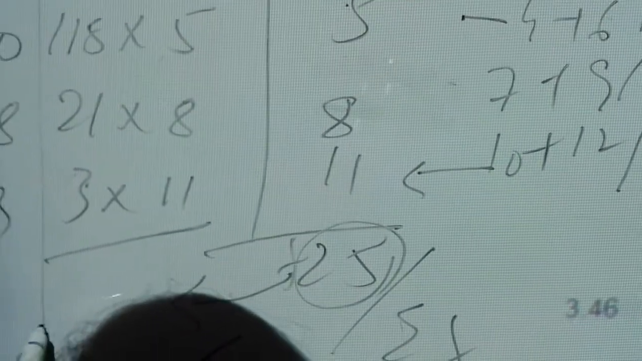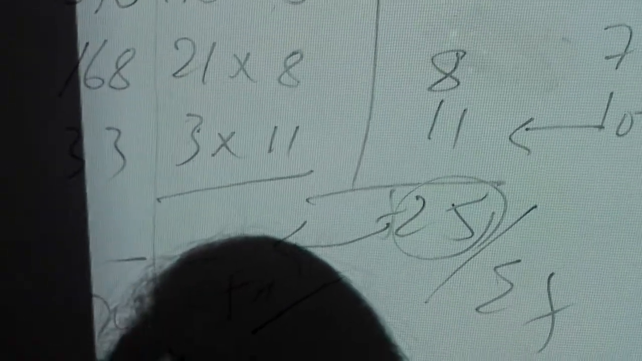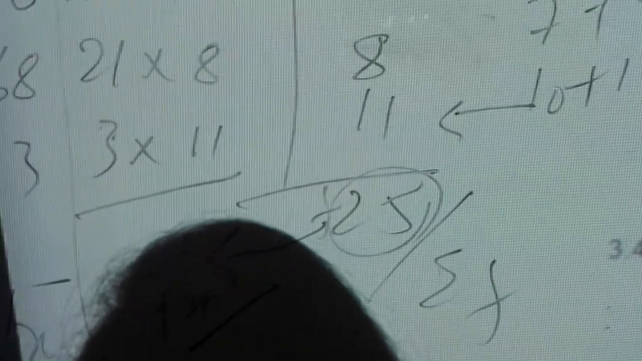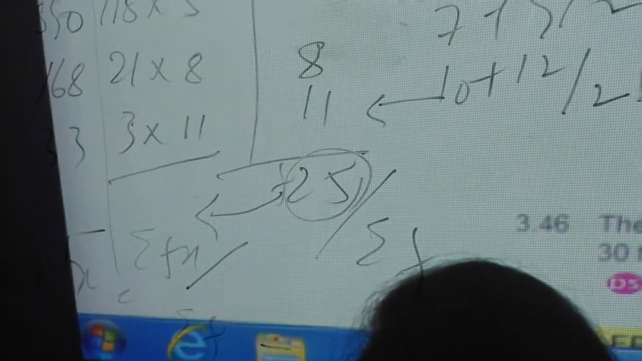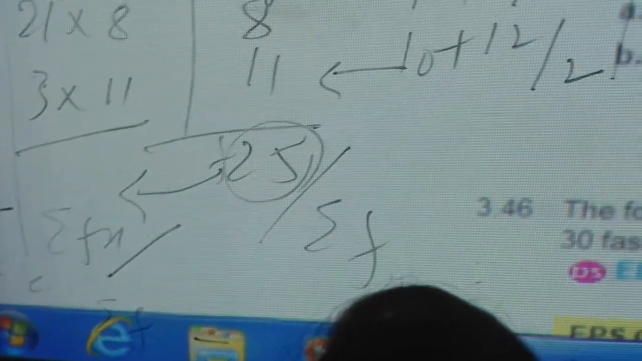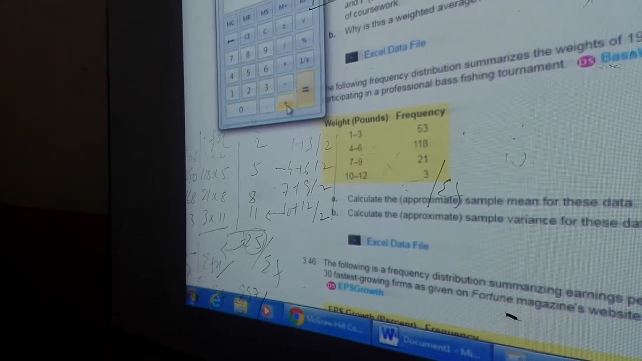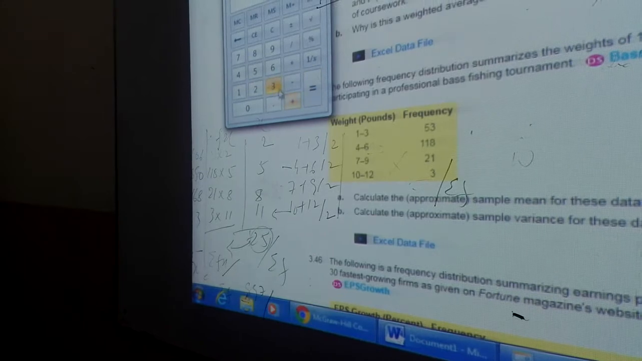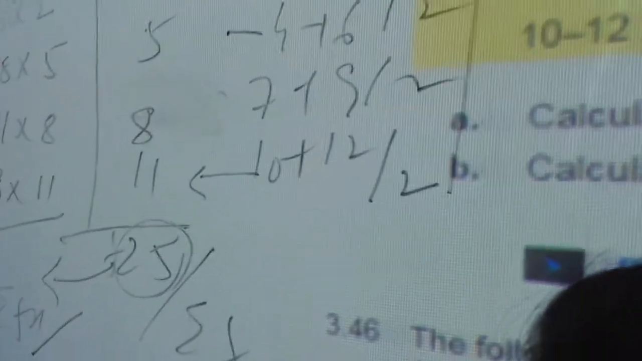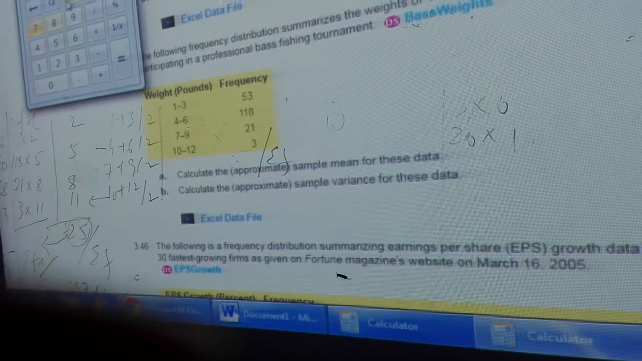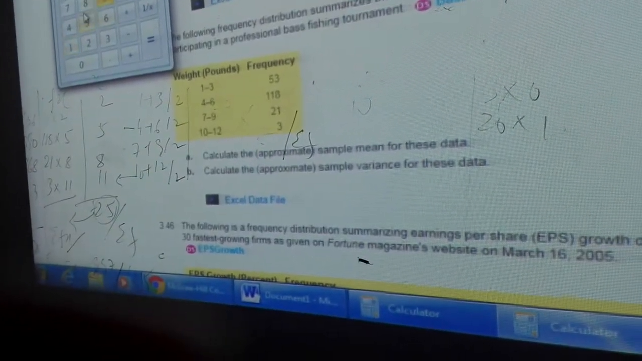So I'm going to write summation fx over summation f, which is x bar, or the mu, whichever they refer to the data as, whether from population or sample. So it's going to be 897 by the frequency. Now you can sum this up: 53 plus 118 plus 21 plus 3 gives you about 195. So you divide 897 by 195. I hope I'm not making any mistake, and this 4.6 is the mean average.